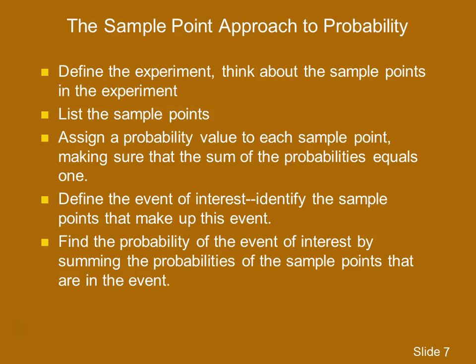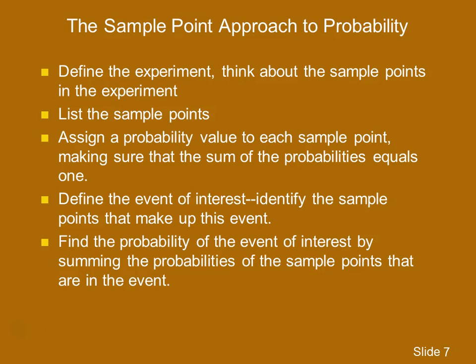Can you assign a probability value to each sample point, making sure that the sum of the probabilities must equal 1? Just like in an earlier module, the sum of the relative frequencies has to equal 1 in statistics. It's true that in the sample space, the sum of all the probabilities has to equal 1. When an experiment is performed, that's just saying that one of the outcomes has to occur.